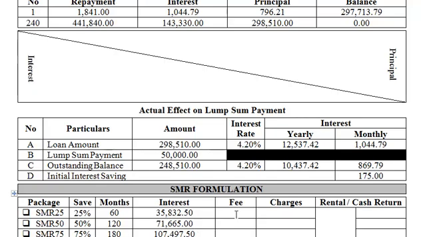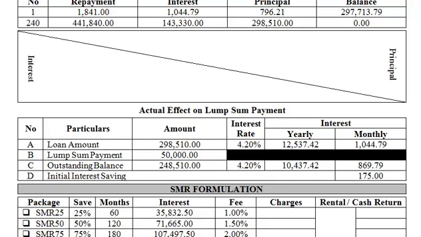However, we need to charge a fee for this SMR plan based on the SMR package that you select. SMR 25, we will charge 1% on the outstanding balance. SMR 50, we will charge 1.50% on the outstanding balance, and SMR 75, we will charge 2% on the outstanding balance. What is the charge for that?